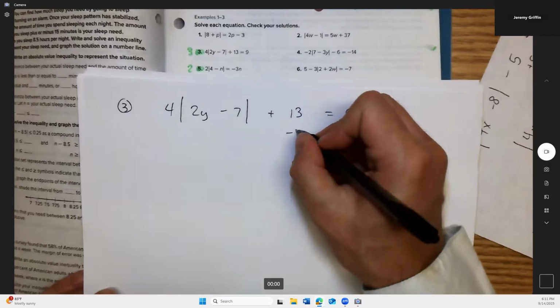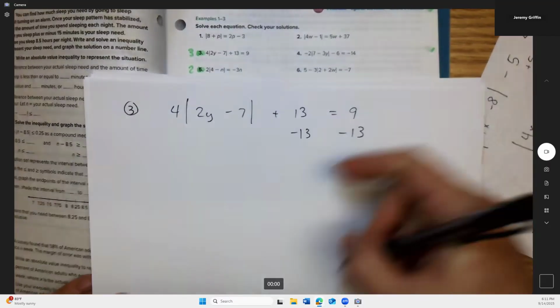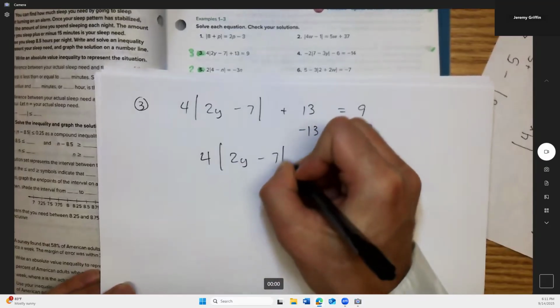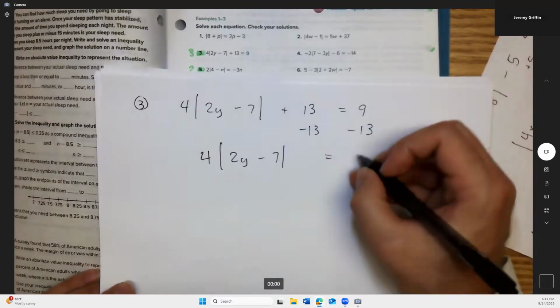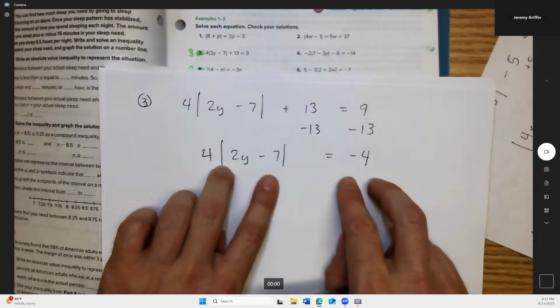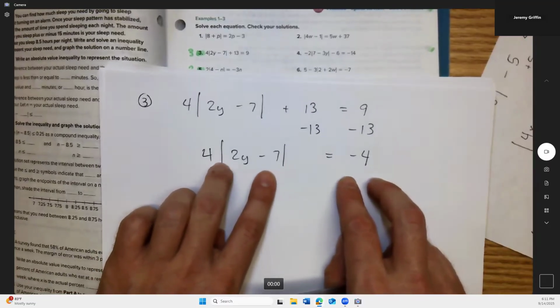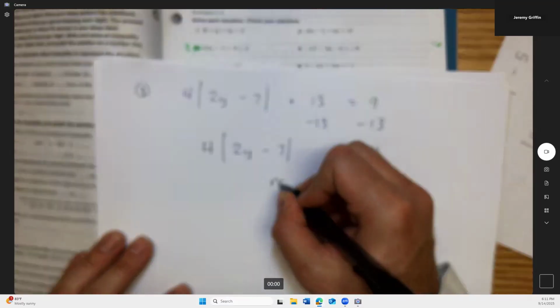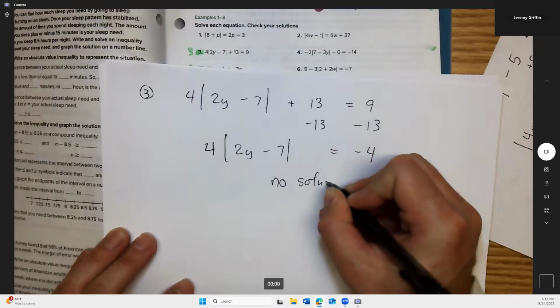So let's see, subtract 13 minus 13. Right, so I'm getting 4 times absolute value 2y minus 7 equals, this would be -4. Look, I got an absolute value of something is equal to a negative value. That'll never happen. So I can say there's no solution.